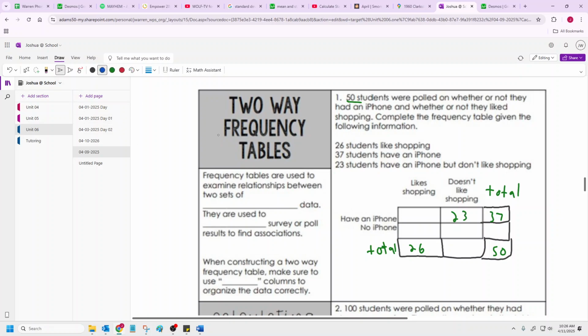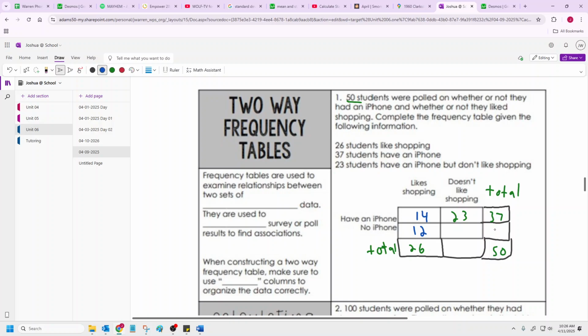Now, how do we find the rest of the data ourselves? Addition and subtraction. 37 minus 23 gives me 14. 26 minus 14 gives me 12. A student made a comparison to Sudoku, kind of a little bit. You're just filling these missing pieces in with addition and subtraction. Sudoku more is about repeating stuff, but you're filling in stuff.